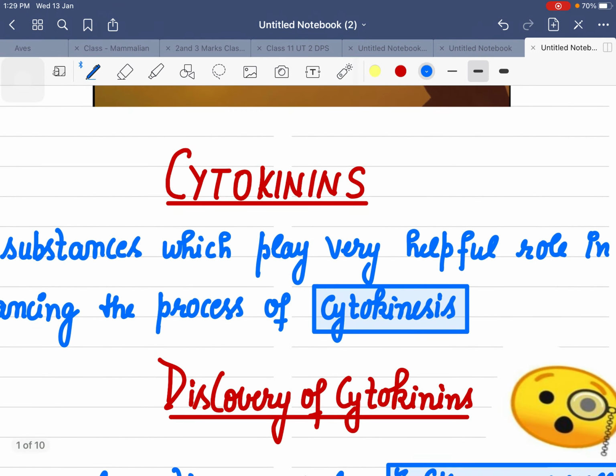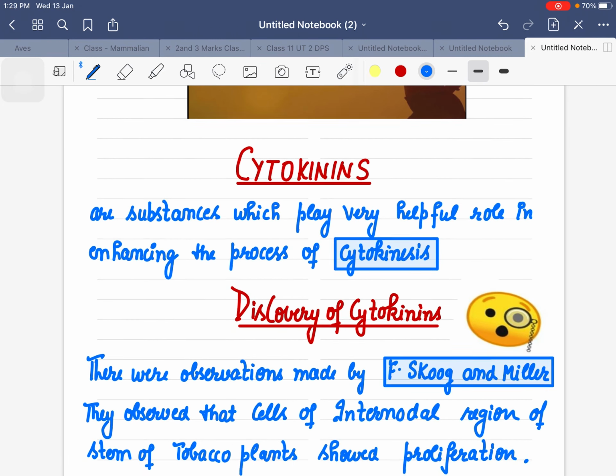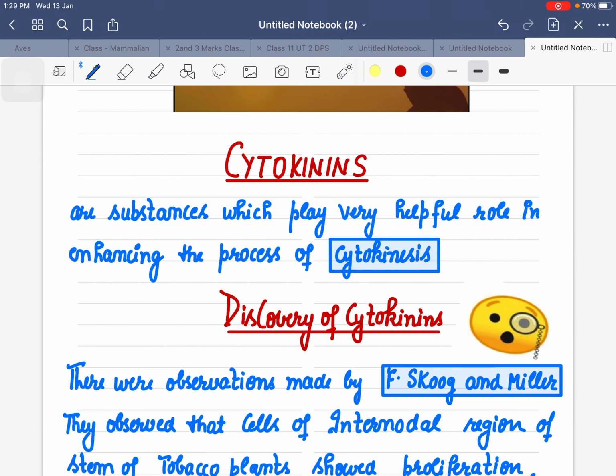Okay, so with that positive energy, with that positive thought, let's talk about our third plant growth regulator, and this is cytokinins. As you know that we are talking about our chapter plant growth and development, and from plant growth and development we have taken plant growth regulators. So cytokinin is our third PGR.